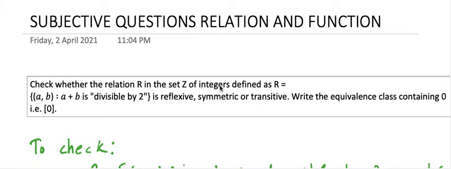Check whether the relation R in the set Z of integers defined as ordered pairs (a, b), a plus b is divisible by 2, is an equivalence relation or not. We have to check whether it is reflexive, symmetric or transitive, the three types, which we shall do one by one. And also we have to write the equivalence class for the element 0. So let us see how we are going to do it.